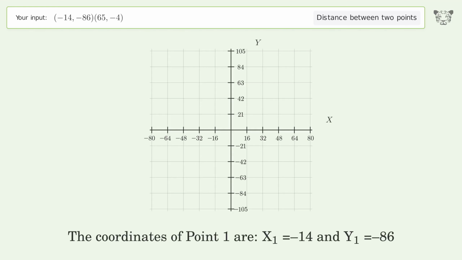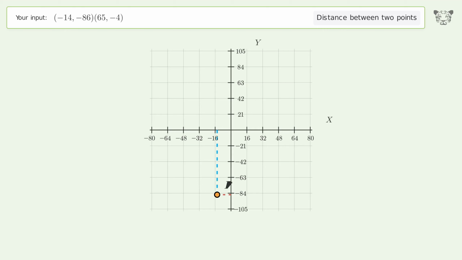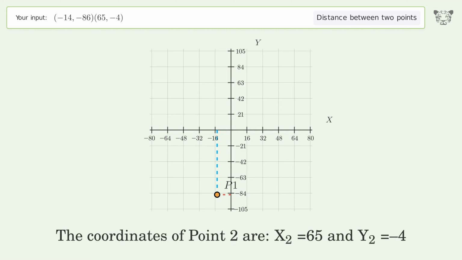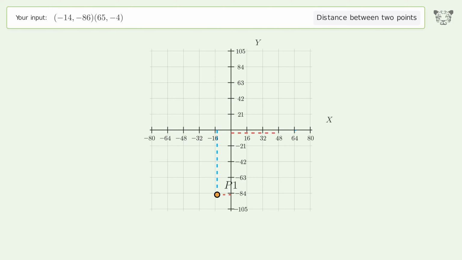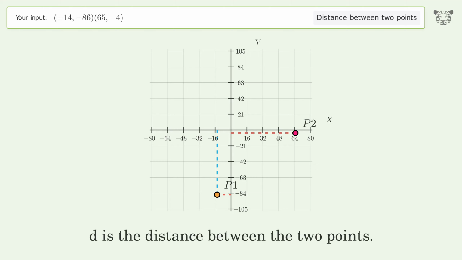The coordinates of point 1 are x1 equals -14 and y1 equals -86. The coordinates of point 2 are x2 equals 65 and y2 equals -4. D is the distance between the 2 points.